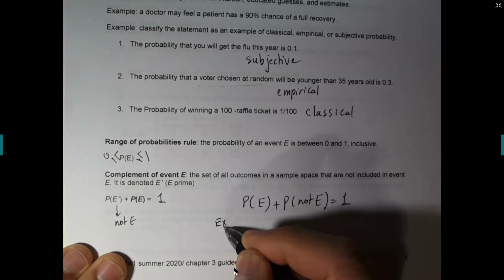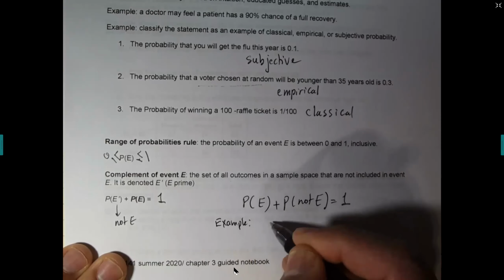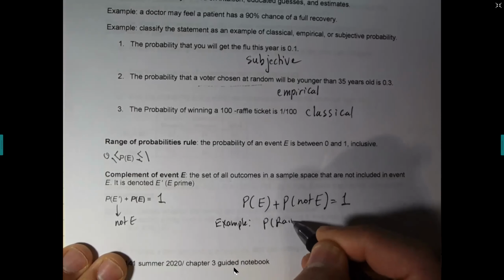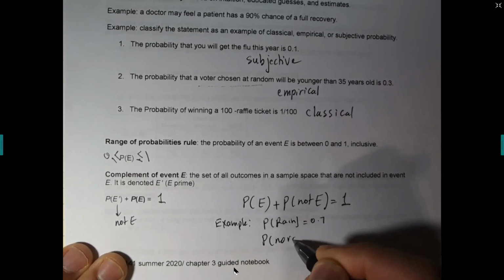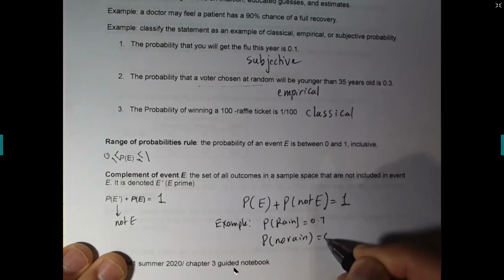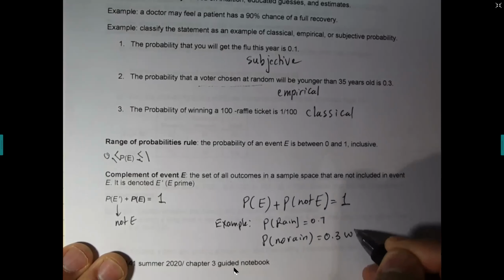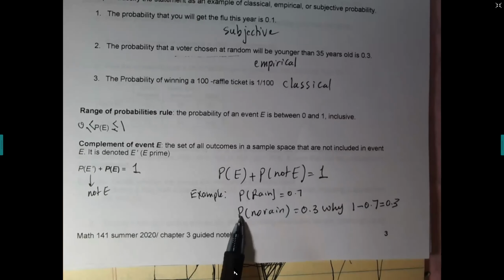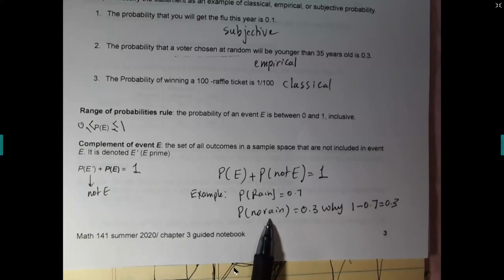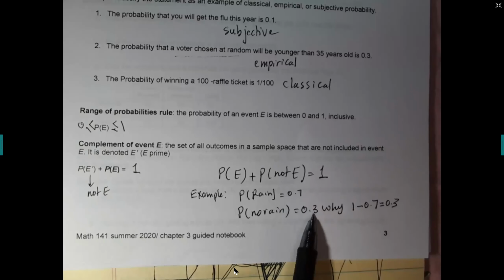Example. Probability of rain is 0.7. Then probability of no rain must be 0.3. Why? 1 minus 0.7 equals 0.3. So if you know the probability of an event, guys, you always know the probability that the event doesn't happen, because the 2 probabilities must add up to 1.